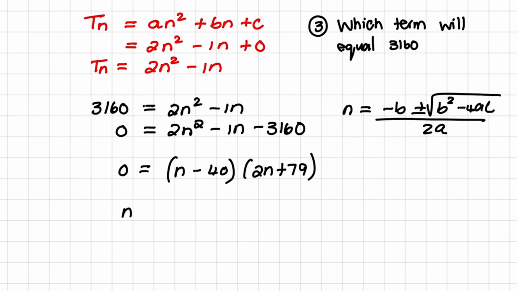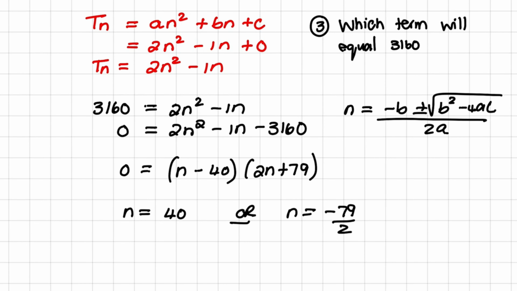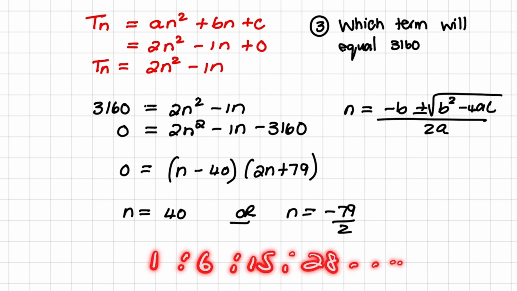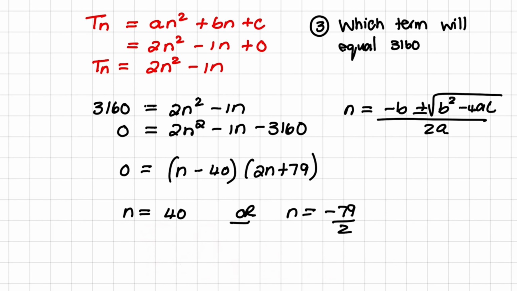So that will give you two values of n. So n = 40, or n = -79/2. But because this is a number pattern of 1, 6, 15, 28, and so forth, the first term is term 1, the second term is term 2. So these values of n must always be positive whole numbers or natural numbers. So the only valid solution would be n = 40.